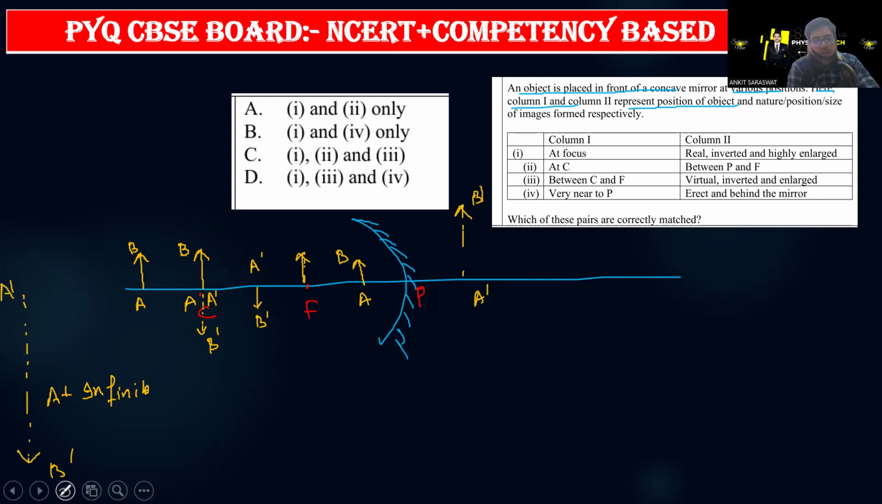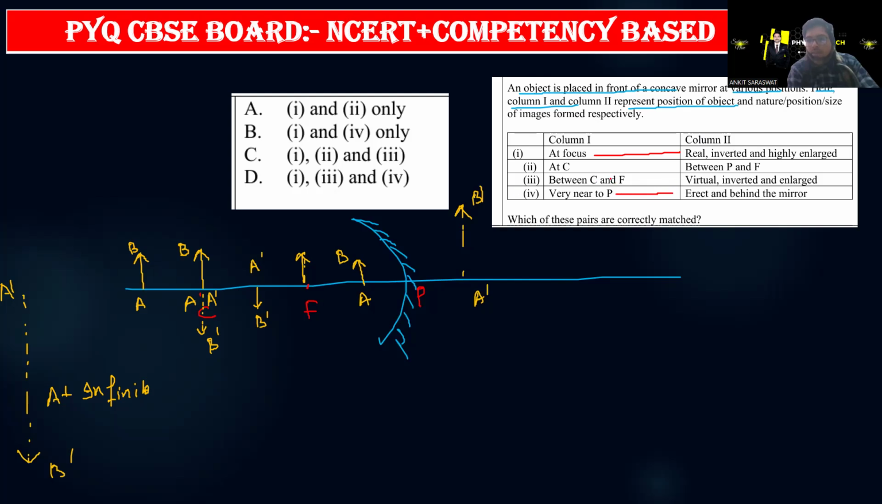So we can check. At focus, the image is real, inverted and highly enlarged. At center of curvature, exactly erect and behind the mirror, no. Very near to P, what is that? Very near to P means between pole and focus, and this is the only case where the image is formed virtual and erect and behind the mirror. Clear? So first and fourth is correct.